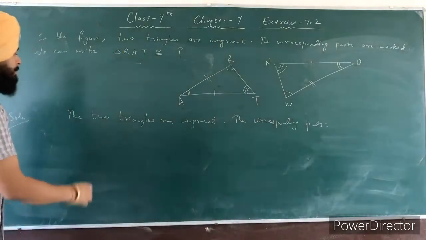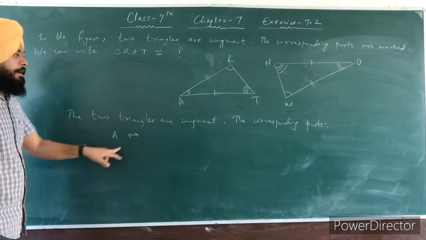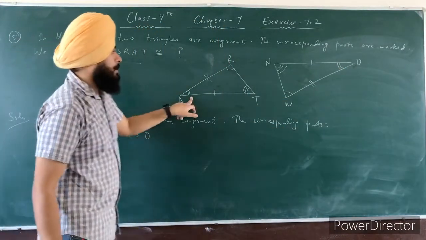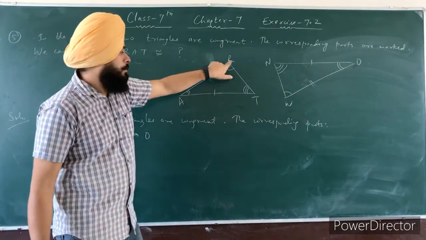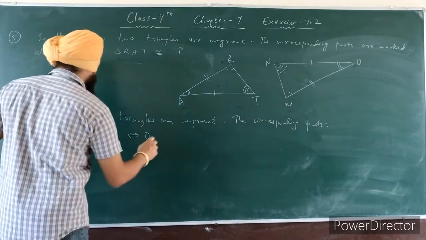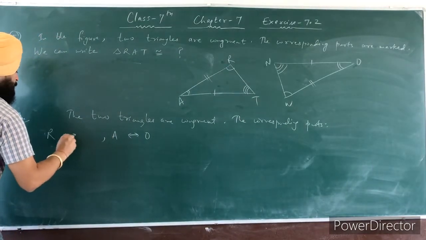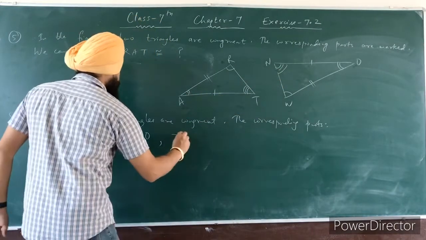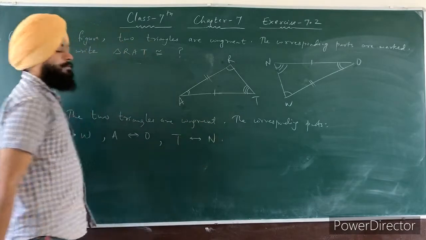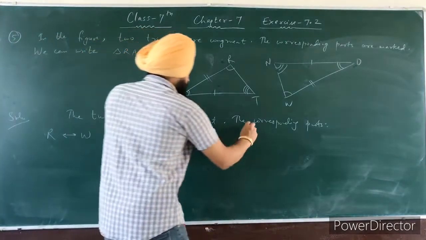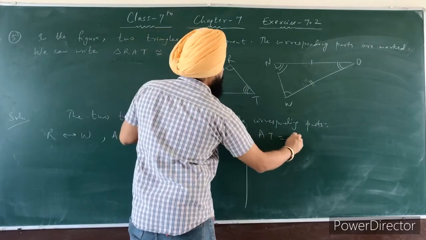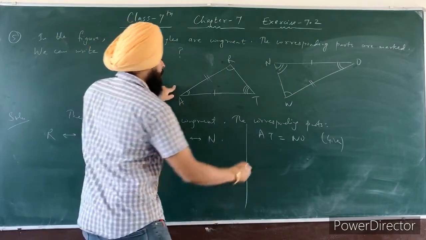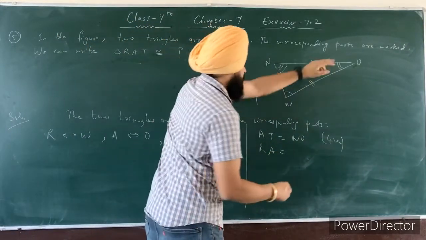The corresponding parts are, you can write here A corresponds to O. Clear? A corresponds to O. Next, R corresponds to which one? W. So write here R corresponds to W. And the third one, T corresponds to which one? N. T corresponds to N. Clear? And right here in the sides, AT is equal to NO. This is given. Next one, RA is equal to WO.